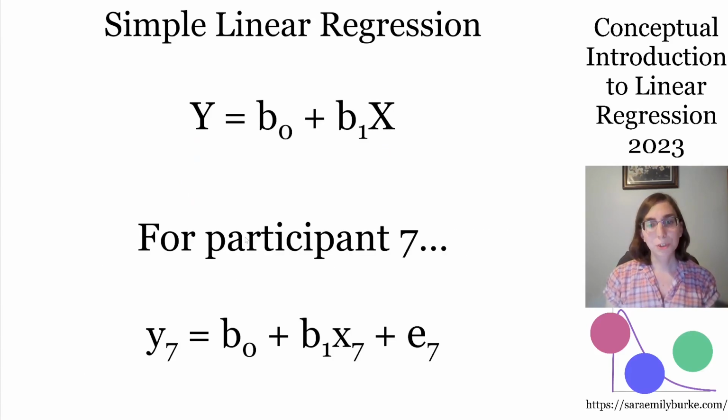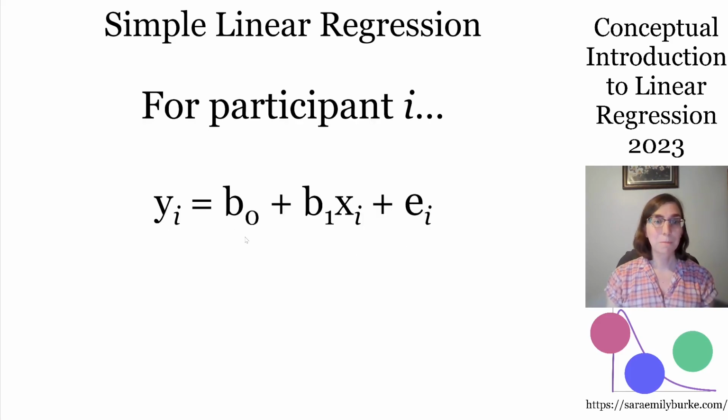I want to stress that this equation literally describes the observations. If we fit a regression model on a dataset with a certain number of participants, then participant 7, for example, has a y value, an x value, and a residual. And the observed y value for participant 7 is the intercept plus the slope times the observed x value for participant 7 plus the residual or error for participant 7. In other words, for each unique participant, we can write their unique y value as the regression equation plus the residual.